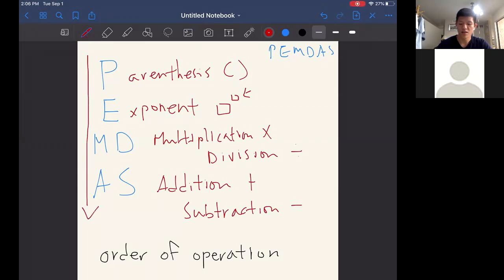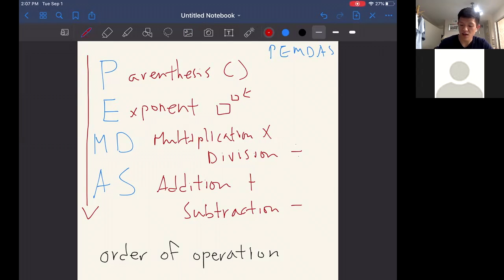and that direction is the order that we solve an expression or equation. That is the order in which we do the operations, okay? So first, when you see an expression or equation, the first thing you want to do is parentheses, then move on to exponent, then move on to multiplication or division, then move on to addition and subtraction last.